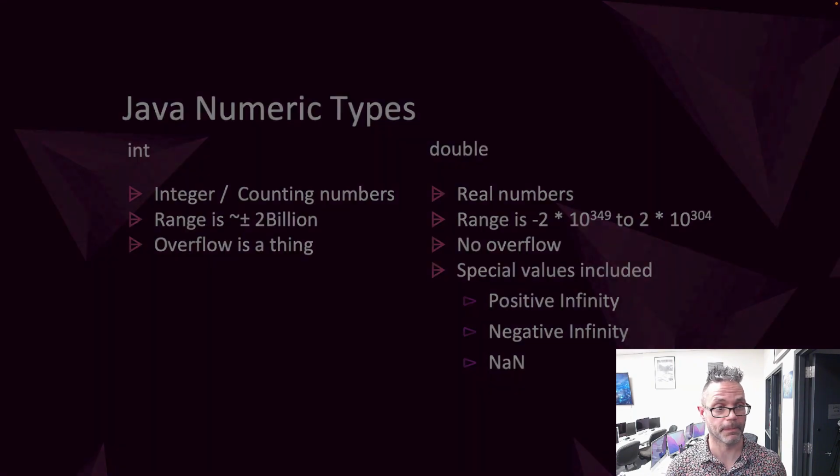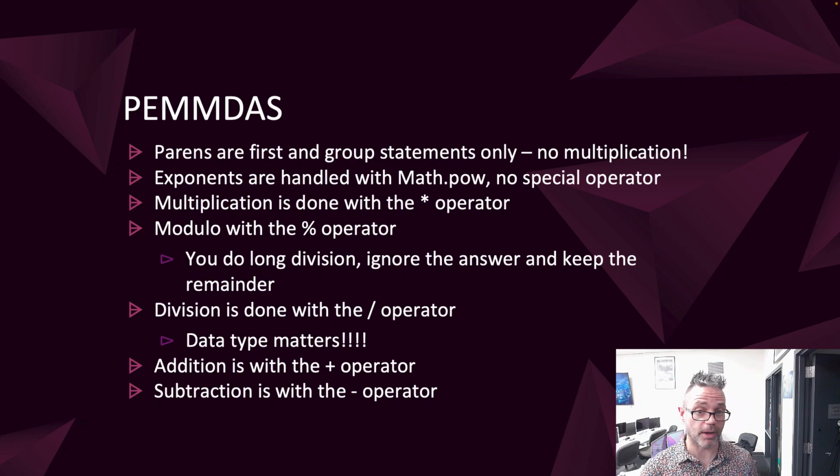Now, PEMMDAS is something you probably learned back in the day, and PEMMDAS, if you notice, has an extra m inside here. So parens are always first and group statements only. There's no multiplication. We're talking about parentheses inside Java land. Exponents are handled with the math.pow. There's no special operator. You can't use the caret symbol or anything like that. Multiplication is done with the asterisk operator. Modulo, the second m, is the percent sign operator.